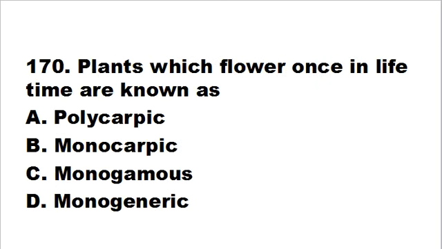Plants which flower once in a lifetime are known as polycarpic, monocarpic, monogamous, monogeneric. Here the correct answer is B. That means monocarpic are those plants which flower once in a lifetime, set seed and then die. So they only flower once in their lifetime. अगर polycarpic की बात करेंगे तो polycarpic क्या होते हैं?